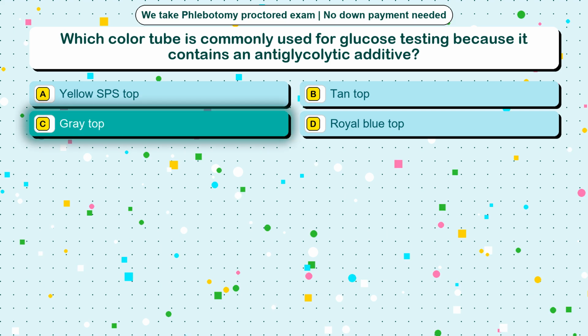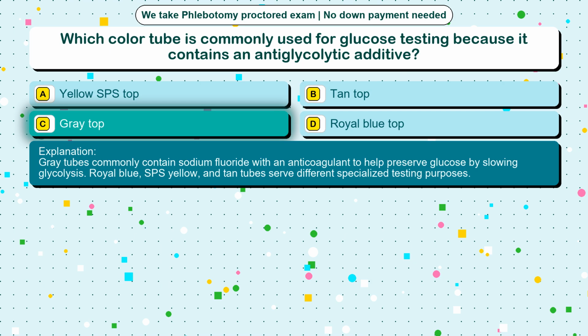The correct answer is option C, gray top. Gray tubes commonly contain sodium fluoride with an anticoagulant to help preserve glucose by slowing glycolysis. Royal blue, SBS yellow, and tan tubes serve different specialized testing purposes.